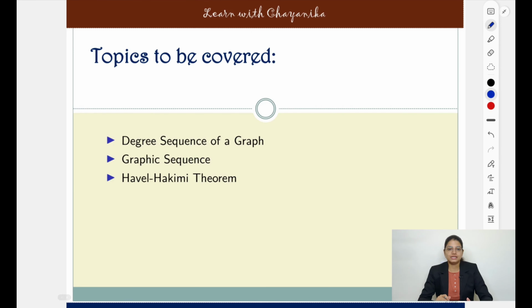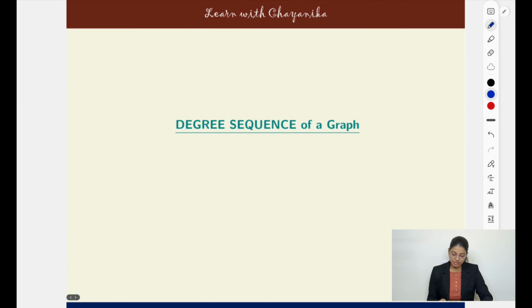So, now we start today's lecture, and the topics of discussion today include the degree sequence of any graph. Then we will learn what we mean by graphic sequence or graphical, and finally we will be discussing a very important theorem, that is the Havel-Hakimi Theorem, that will help us to identify whether any given sequence is a graphic sequence or not. So, let us start today's lecture with the very first topic of discussion, that is degree sequence of a graph.